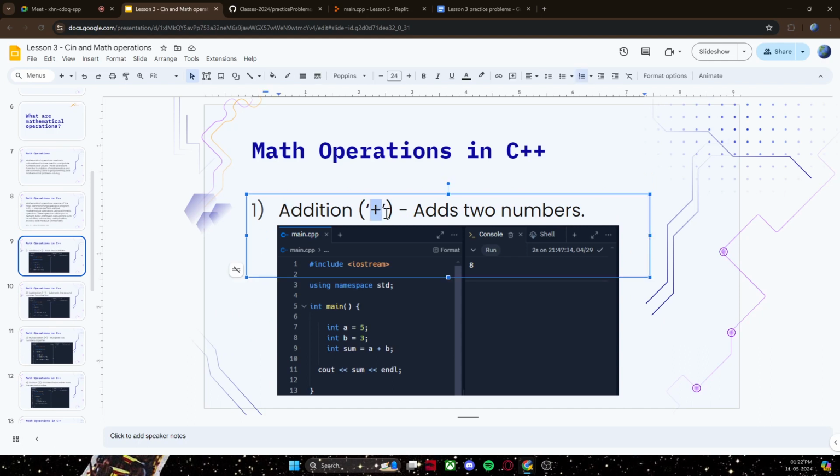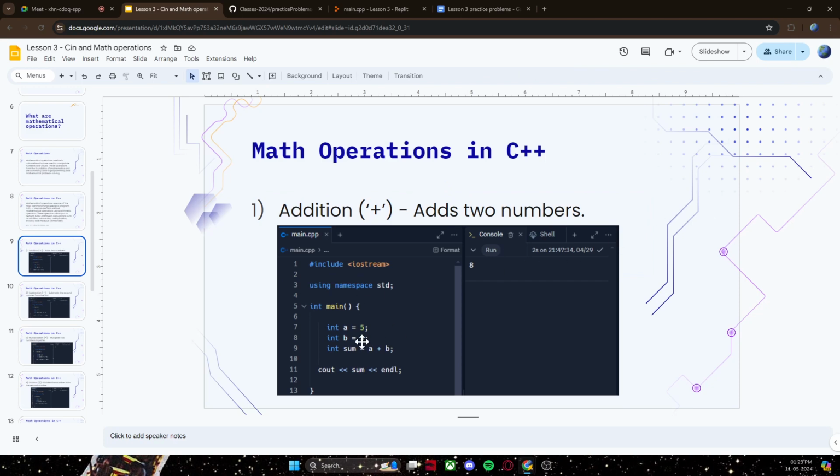The operator for this is just a plus sign, and as you could guess, it just adds two numbers. So for an example, here we have two integers, int values a and b. a is equal to 5 and b is equal to 3. And then if you add them together, you get 8, which is how addition works.